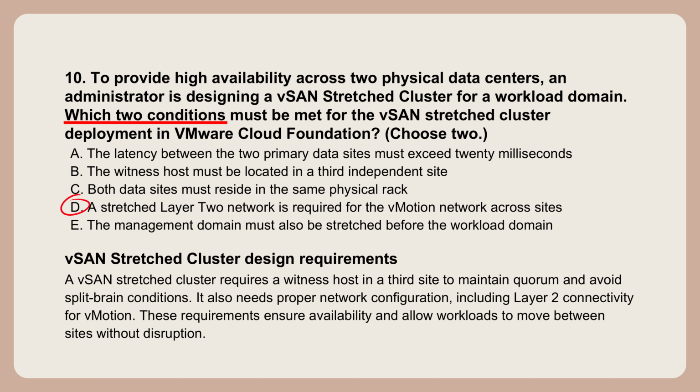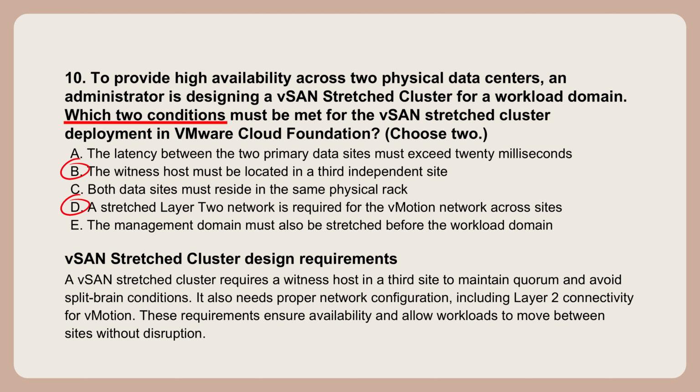So the witness host in the third site is basically a guy on a third island with a satellite phone. When the cable gets cut, the 2 main islands call the third island. The island that gets the tie-breaking vote from the witness stays active, and the other one safely shuts down its storage access. That is a perfect analogy. It really is a quorum system. The third site provides the tiebreaker to prevent split brain corruption.